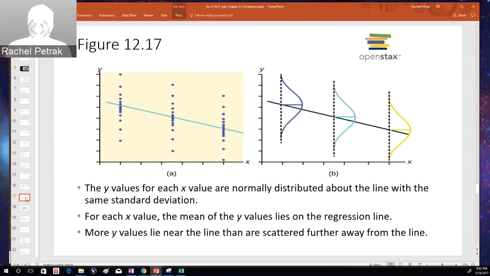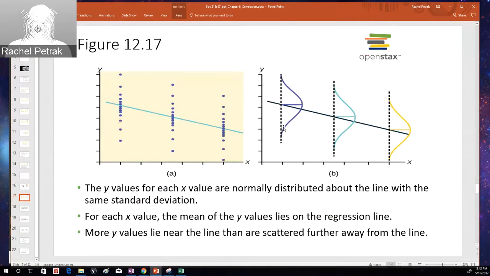And just to hit home a couple of points I mentioned as we were discussing the previous problems, the values for x and y as variables must be normally distributed in order for us to even be using the correlation as a procedure. And the y values for each x value are normally distributed about the line with the same standard deviation. And you can see that mapped out here on a plot on A and with a curved line on B.